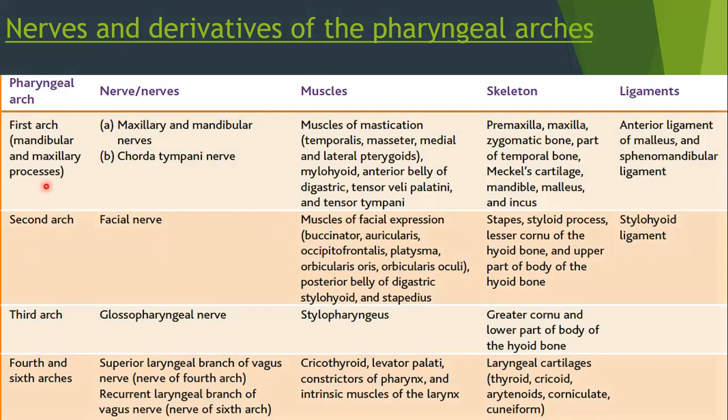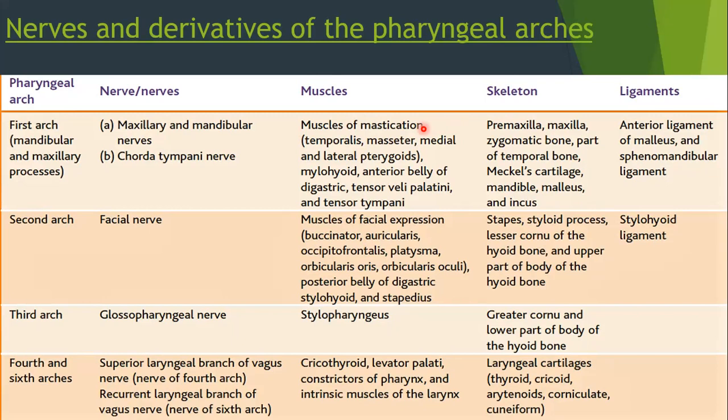Now the first arch, which is composed of mandibular and maxillary processes. The post-trematic nerves are the maxillary and mandibular nerve. Then the pre-trematic is the chorda tympani nerve. Now, the core of mesoderm derived from the paraxial mesoderm will give you the muscles of mastication, namely temporalis, masseter, medial and lateral pterygoids. It will also give you your mylohyoid muscle, the anterior belly of digastric, your tensor veli palatini, also your tensor tympani.